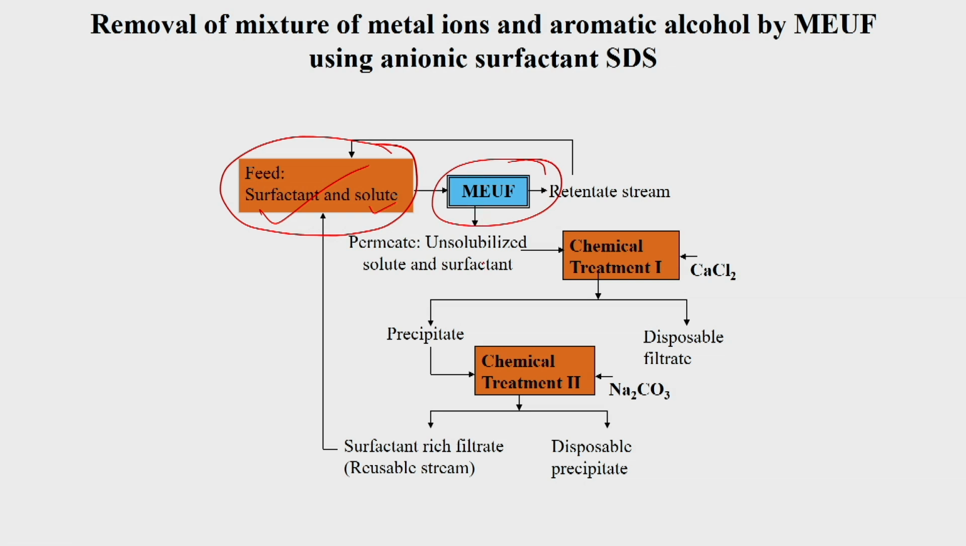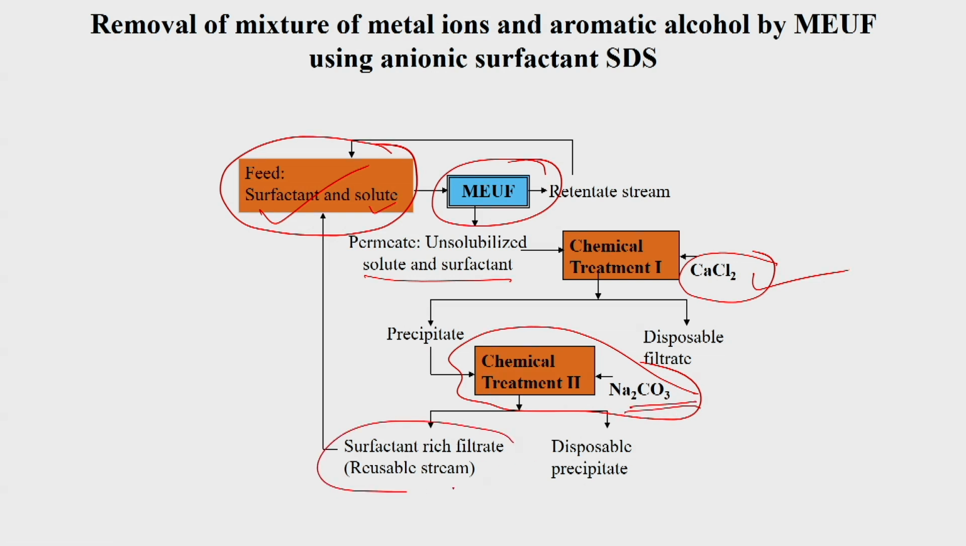Then whatever the permeate will be there, with unsolubilized solute and surfactant, we will be doing the chemical treatment process using calcium chloride to separate the sodium dodecyl sulphate in terms of calcium dodecyl sulphate, and it will be precipitated. Then this calcium dodecyl sulphate will be regenerated using sodium carbonate to get the surfactant rich filtrate, that will be reused for the next MEUF process. And there will be a disposable precipitate, which will be discarded.